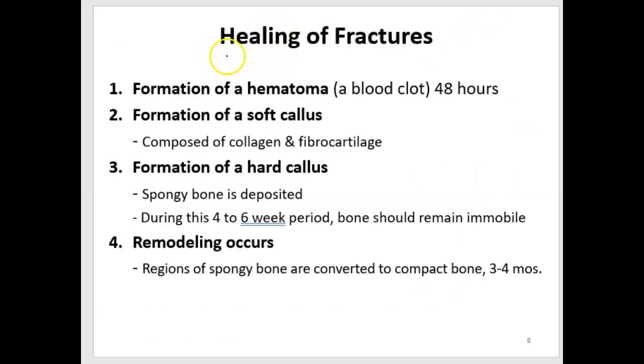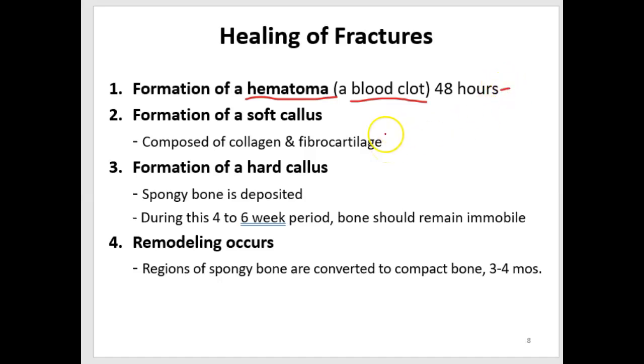Now let's talk about how fractures are healed. There's 4 main steps that occur. The first thing that happens is a blood clot forms, and that is because there are blood vessels in the bones, and the blood vessels have been broken or at least damaged to some degree, and that triggers the blood to form a clot so that you don't lose too much blood. We call this blood clot a hematoma, and it happens within a couple days.